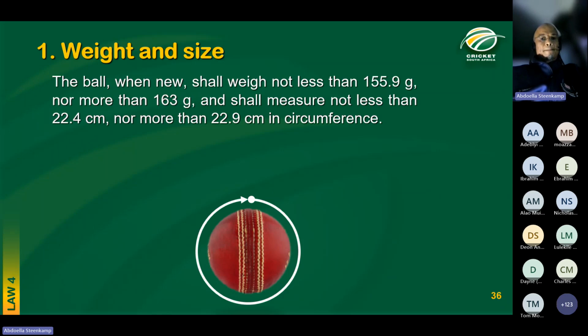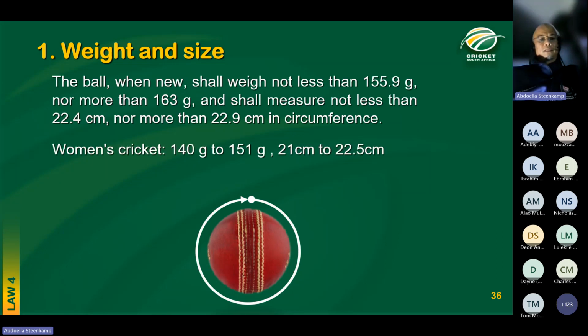When it comes to the balls of cricket, when it comes to men's cricket, when it comes to the weight, the law tells us that the ball is not to weigh less than 155.9 grams and not more than 163 grams. So anything in between, if the ball is 156 grams, 157, 160, 161, 162, it then conforms with the law. That ball is fine. Anything less than 155.9 or more than 163 does not conform to the laws of cricket. Similarly, for the size, the law tells us it should not measure less than 22.4 centimeters nor more than 22.9 centimeters. Slightly different for women's cricket.